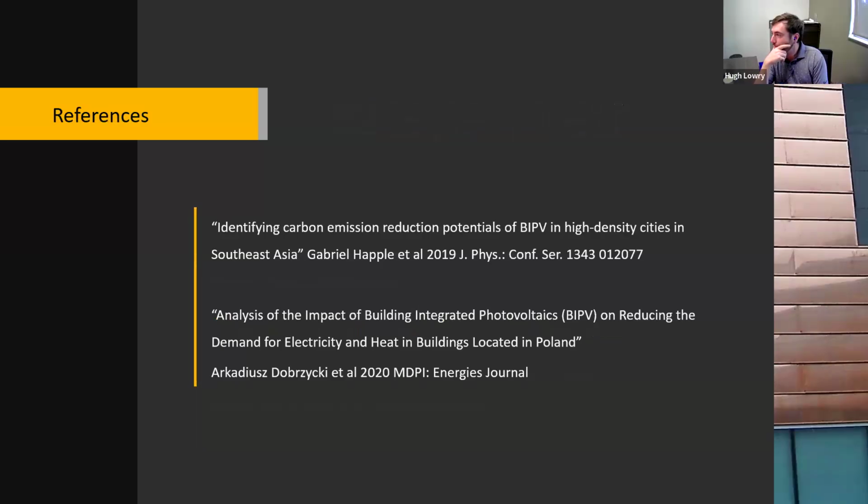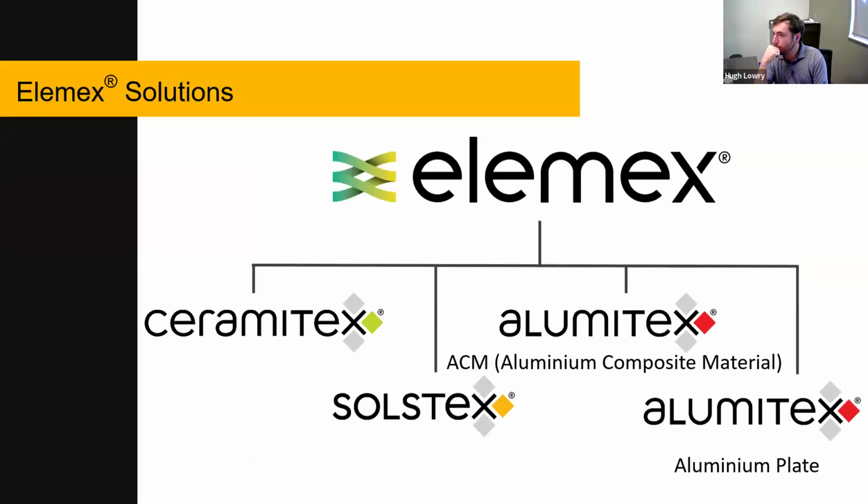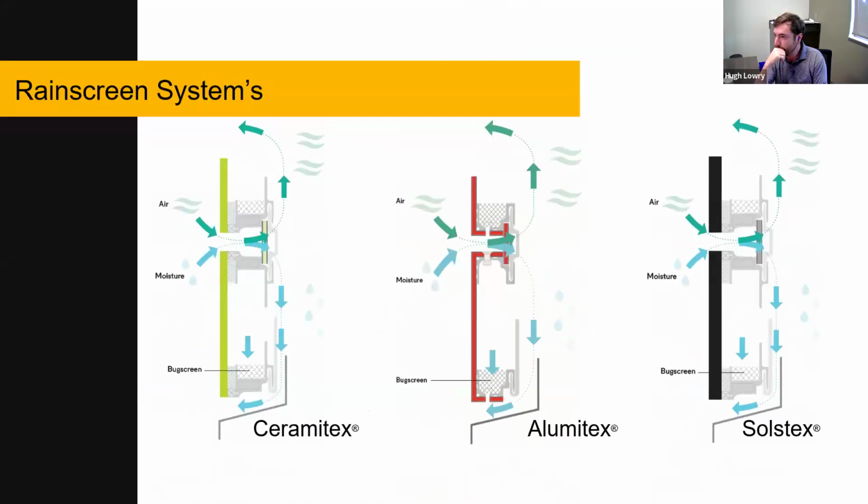Perfect. So this is kind of the fun stuff for me now that we got through the AIA portion. So Elemex, obviously we like our X's here. There's a branding theme that you guys will notice. So Ceramitex basically coordinates our ceramics and natural stones. Solstex is our solar line. And then we have two Illumitex lines with ACM and aluminum plate. Like I mentioned before, they're all based on rain screen principles. So they're all rain screen systems.